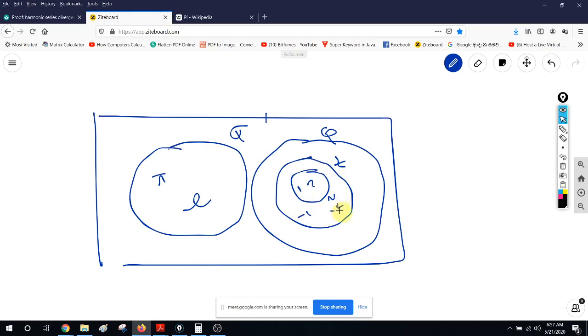Minus 4 comes here. And of course 1, 2, 3. And of course 0 is also here because 0 is not a natural number. 0 is an integer, right? So these are integers. Then I can add a few more numbers like 0.5, 3 by 2. Those are rational numbers, right?